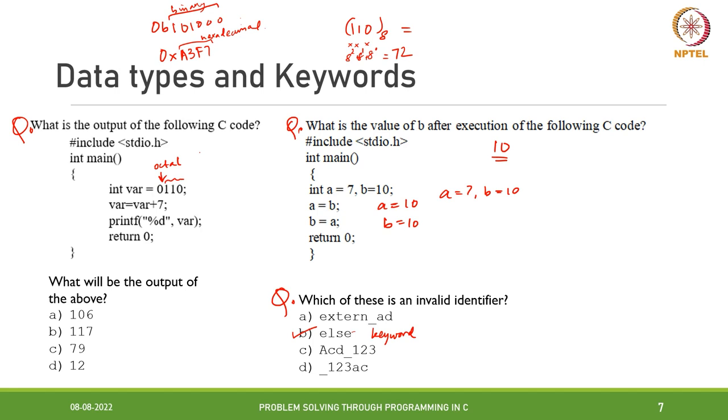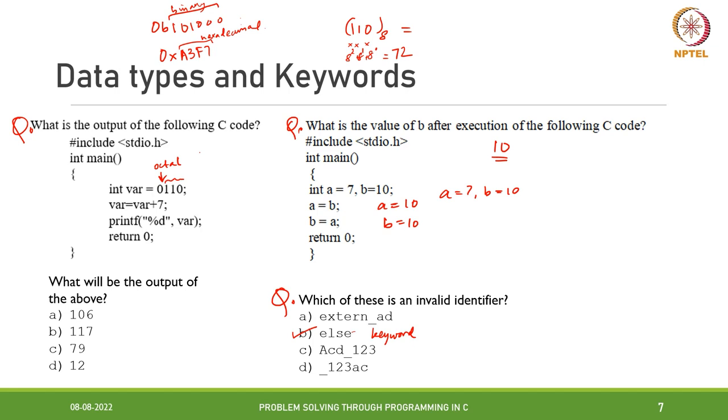So if you initialize a number, like an integer, starting with 0, then it will be considered an octal number. Similarly, if you start it with 0b, the part following it will be considered binary, and with 0x, the part following it will be considered hexadecimal.